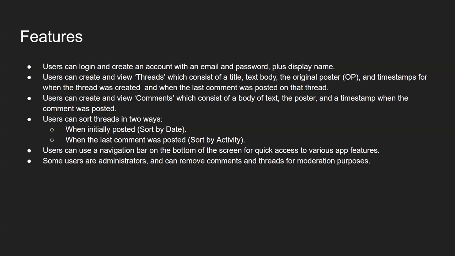On the main browse threads activity, users can sort one of two ways. The first is sorting by date, which is just when a thread is posted. The second is sorting by activity, which is sorted by the last comment posted, so the thread with the most recent comment is displayed first. There is a navigation bar on the bottom for quick access to a couple of different locations in the app. And it has some basic administration features so that admin users can remove threads or comments.